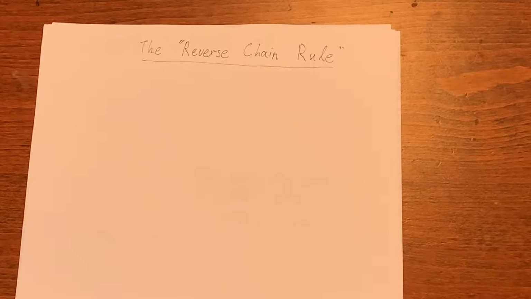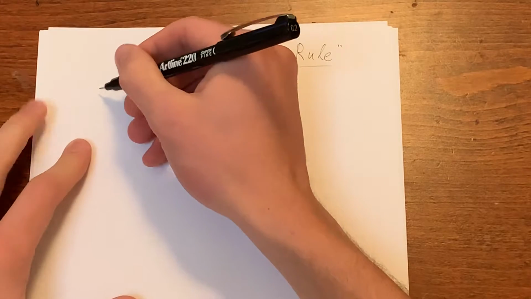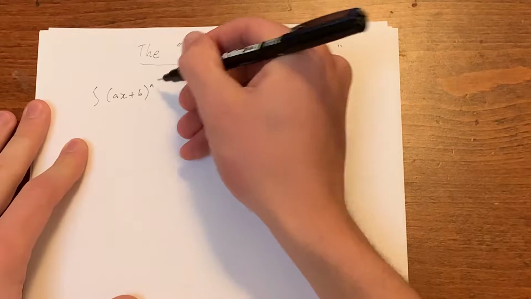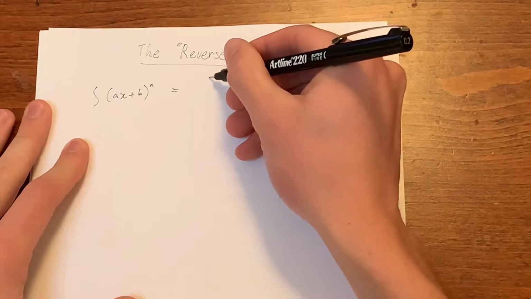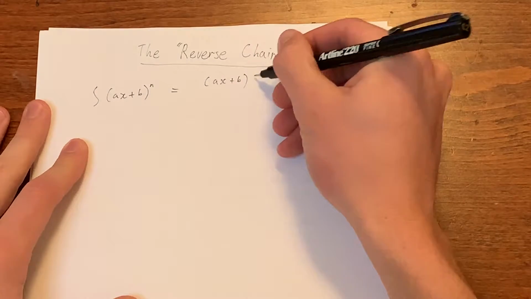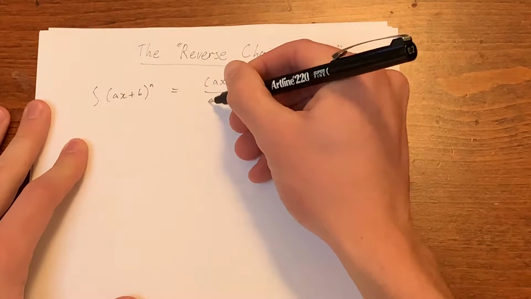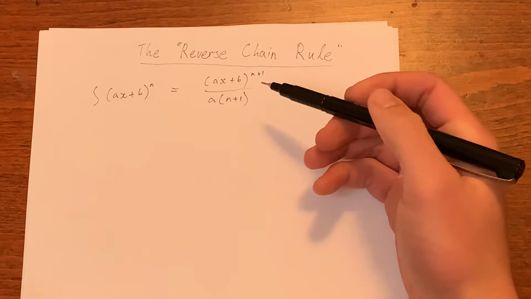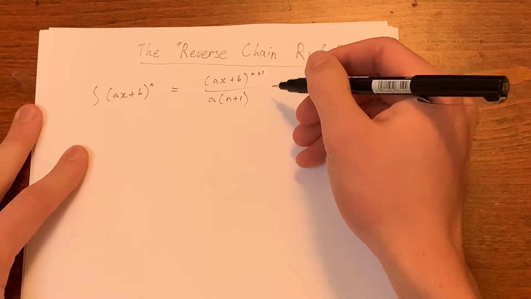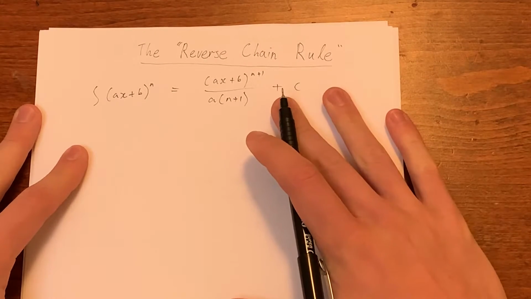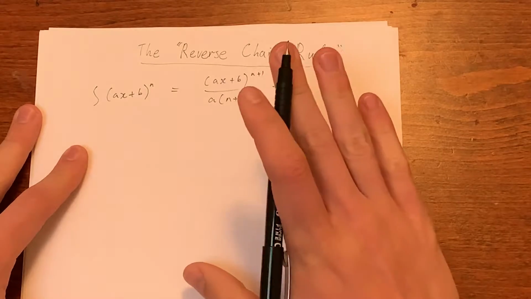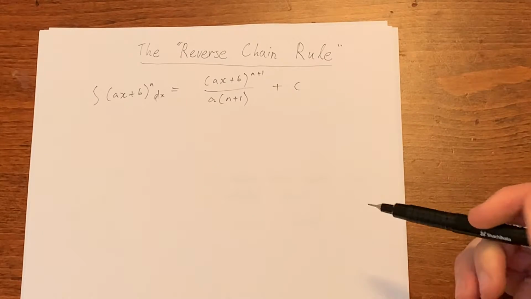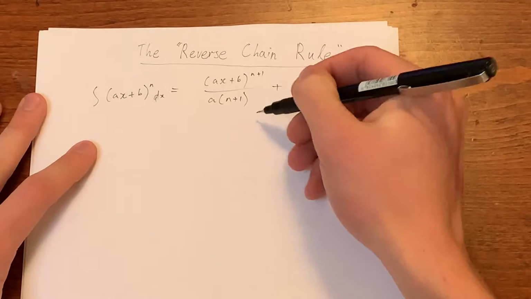Now on your formula sheet, you'll notice the reverse chain rule looks something like this. If we have the integral of a function (ax plus b) all to the power of n, that's going to equal (ax plus b) to the n plus 1, all divided by a times (n plus 1), plus c. Now, if you're unfamiliar with the chain rule or you haven't really seen this before, this may look quite arbitrary, but you'll notice that if you differentiate this function on the right, then you will get the function that we're integrating on the left, which is the very definition of integration. It's the antiderivative.